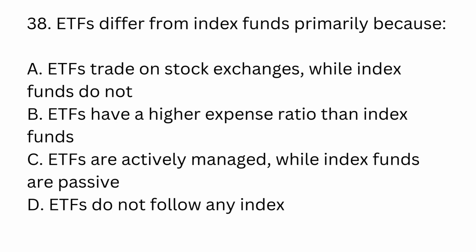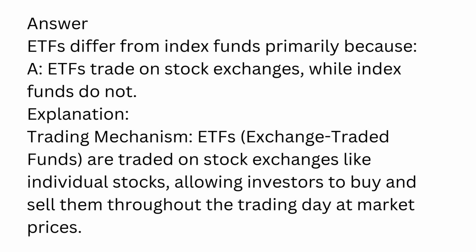38. ETFs differ from index funds primarily because A. ETFs trade on stock exchanges, while index funds do not. B. ETFs have a higher expense ratio than index funds. C. ETFs are actively managed, while index funds are passive. D. ETFs do not follow any index. Answer: ETFs differ from index funds primarily because A. ETFs trade on stock exchanges, while index funds do not.